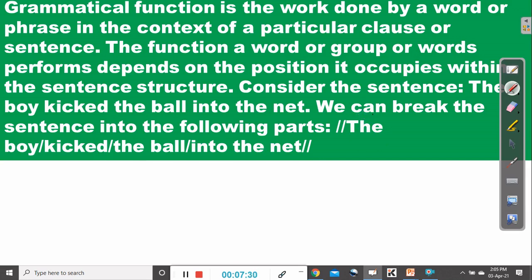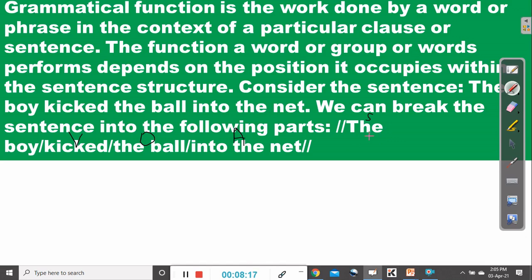The boy occupies what we call the subject position. Kicked occupies what we call the verb position. The ball occupies what we call the object position. And into the net occupies what we call the adjunct position. All right? So these are the various grammatical positions, and the function that a particular word or group of words really performs depends on the position it occupies. When a word or group of words occupies the subject position, it performs the function of the subject.